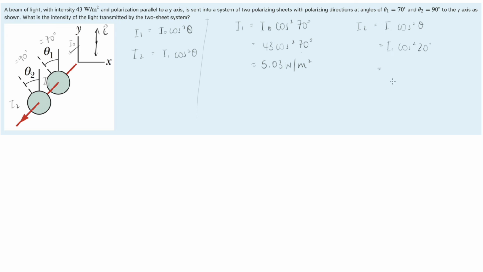Now we need to sub in our I1, which is going to be our 5.03. So we have 5.03 cos squared 20 degrees. And then when we do that, we get roughly 4.4 watts per square meter. And that's how we do this type of question.